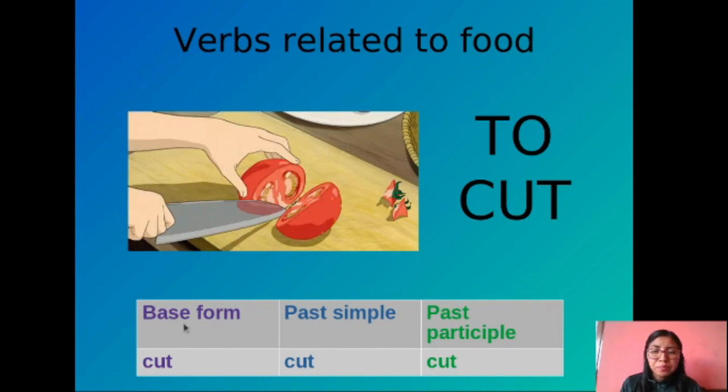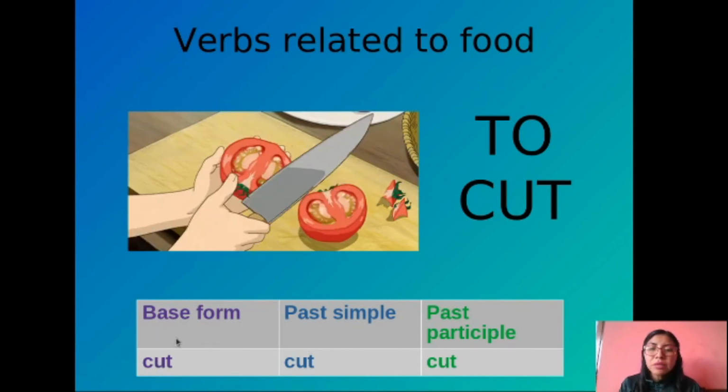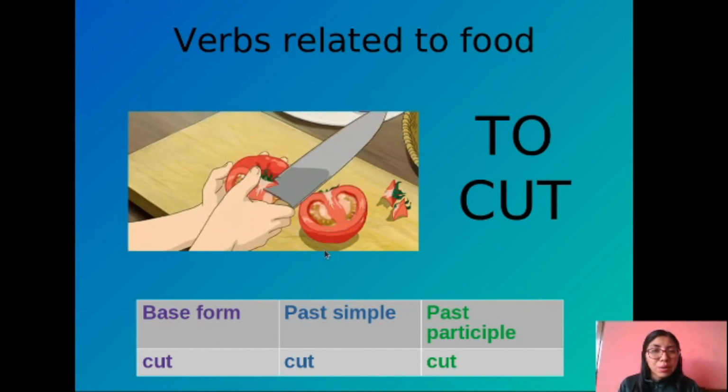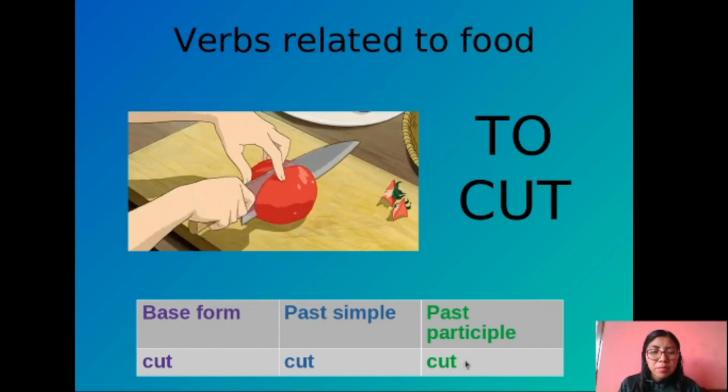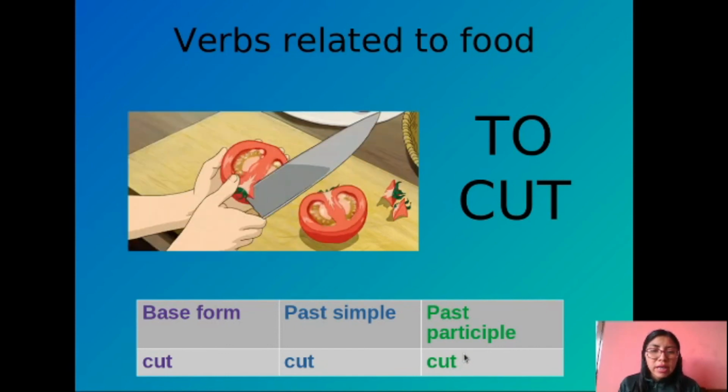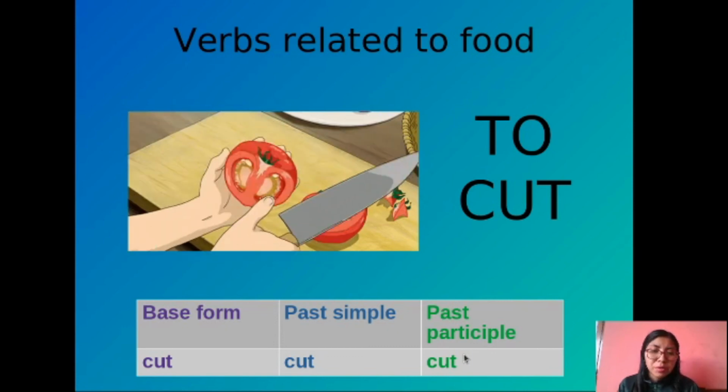For example, in present, I cut a tomato. Past simple, I cut a tomato. Past participle, I can use, remember, in present perfect, I have cut a tomato. Okay?